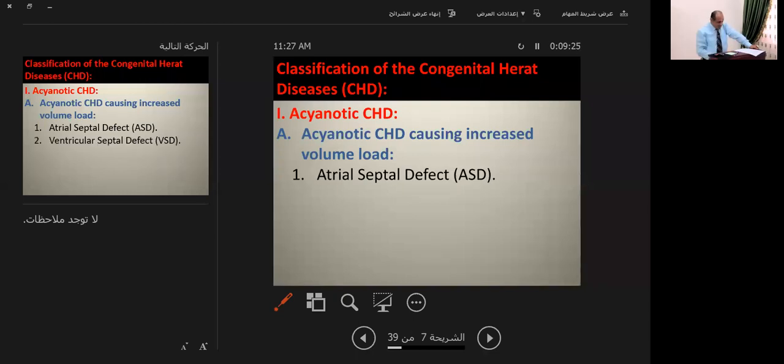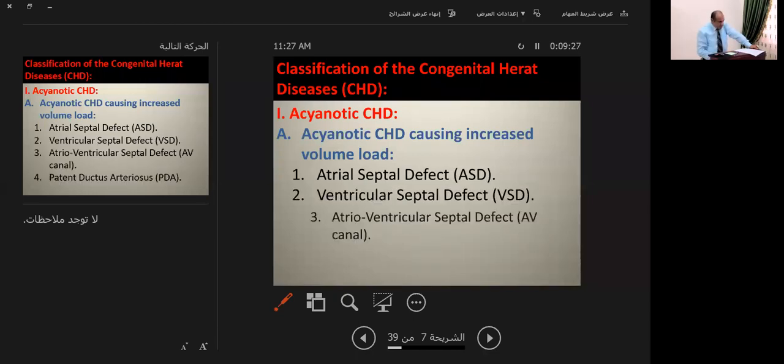Including atrial septal defect, ventricular septal defect (VSD), atrioventricular septal defect. As you know, we have two septa which separate the heart vertically: the atrial septum, which separates the right atrium from the left atrium, and the ventricular septum, which separates the left ventricle from the right ventricle. And we have the atrioventricular septum, which separates the two atria from the two ventricles.